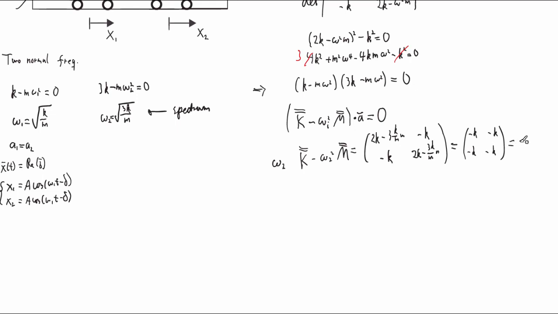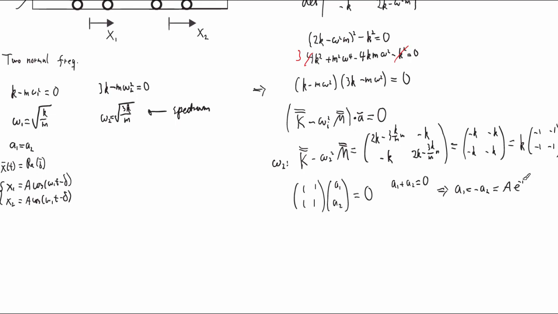Which then becomes this matrix. And the final result then is just k times the matrix minus 1, minus 1, minus 1, and minus 1. Okay. So this equation here, for calculating the mode, is just 1, 1, 1, 1 times a1, a2 equals 0, divided by minus k. So that's the same thing as saying that a1 plus a2 equals 0, both in the first row and the second row. Put differently, a1 equals minus a2, and that I can call a e to the minus i delta.